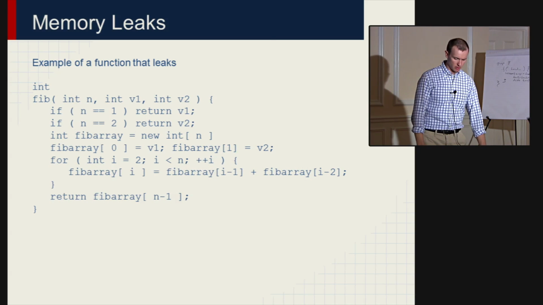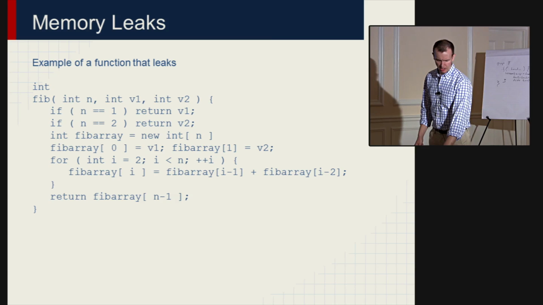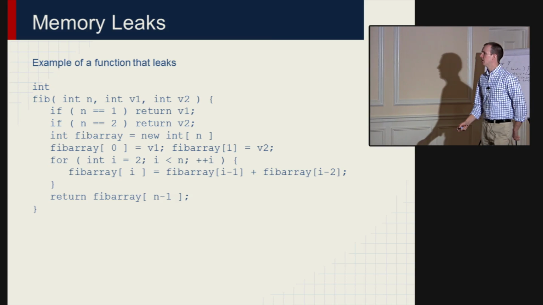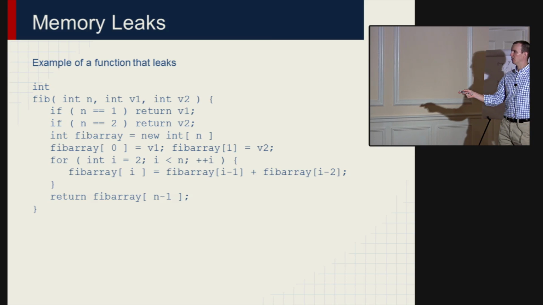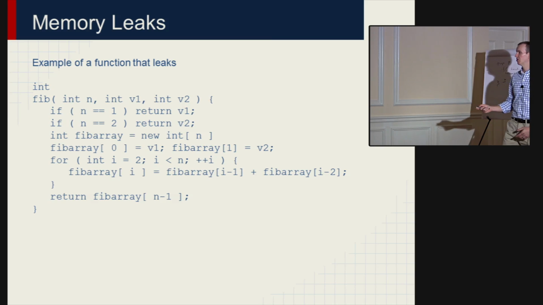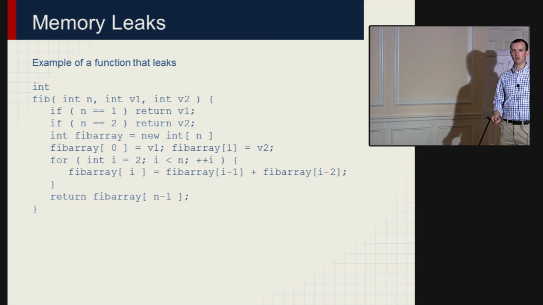Okay, so here's a function that leaks. I gave you one before, but here's another one. This is an implementation of the Fibonacci sequence, where you allocate an array of size n using new int array of size n. You initialize it to v1, v2. This is a variant of the Fibonacci function that starts at values v1, v2. In the one you implemented, you had v1 and v2 both equal to 1, so the first two values were just fixed. But you can have the Fibonacci series start at any arbitrary v1, v2, and it works exactly the same way.